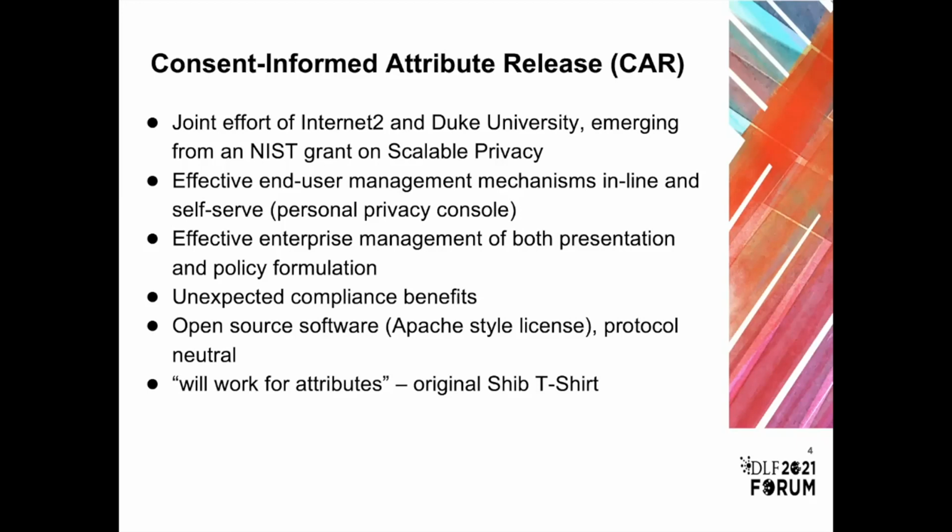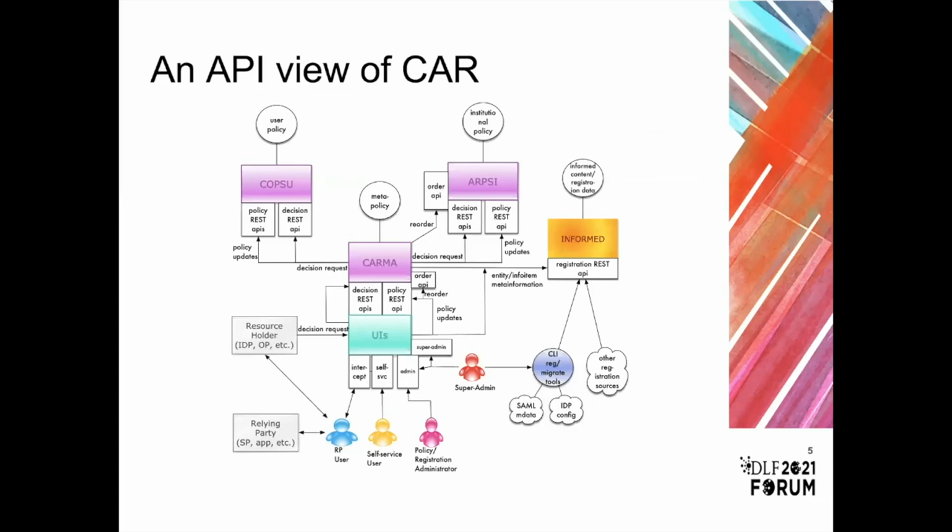When do users consent? When are other mechanisms the basis for release? It has unexpected compliance benefits we didn't envision originally. It's open source software, and it's protocol neutral. It works very well with OAuth and OIDC, as well as with the SAML-based protocols. And I point out that the original Shib t-shirt said "we work for attributes." That's what we're trying to enable.